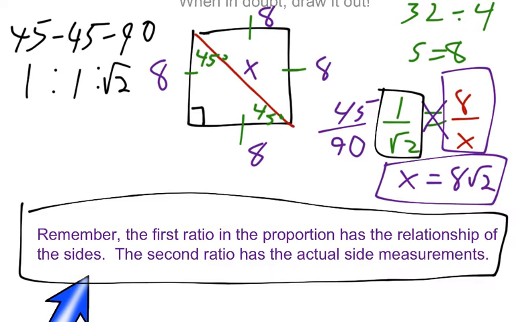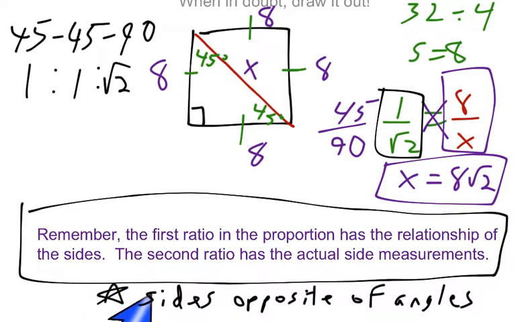In case you weren't sure, the sides opposite of the angles is what we look for. So for instance, 45, the side opposite of that is 8. 90, the side opposite of that is x. All right, that sums it up.